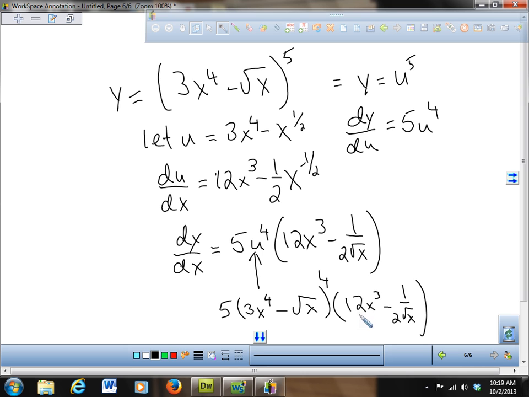Furthermore, once you get good at this, you don't have to say u; you could just do this in your head. It's 5 times this raised to the 4th, times the derivative of the inside. Why do you even have to use u? Why can't you just do that? Yes, you can, but I'm just trying to show you, to help you think about it.